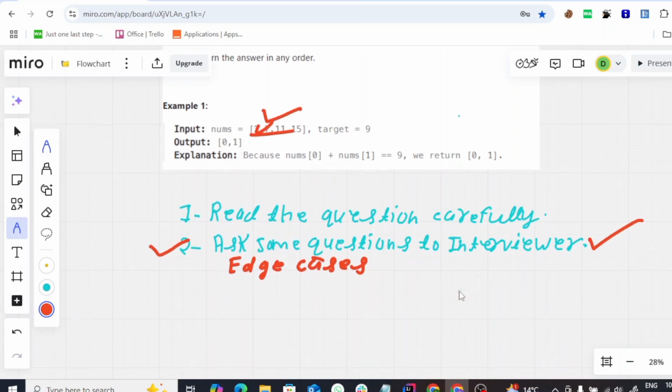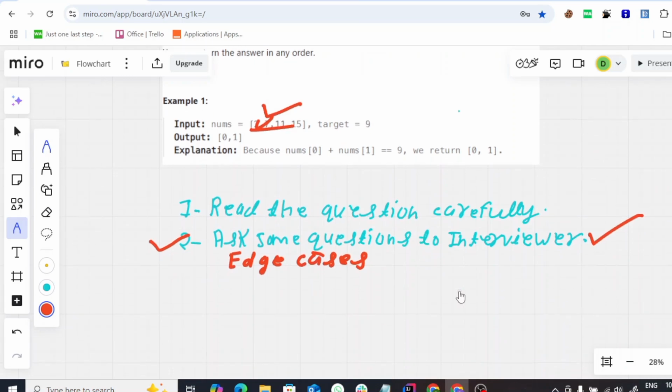So let's move on to the third step, guys. In the third step, what you have to do is start your solution by explaining the brute force approach. We have to start by explaining our thought process for the brute force approach, and not directly code. First you have to explain your thought process.